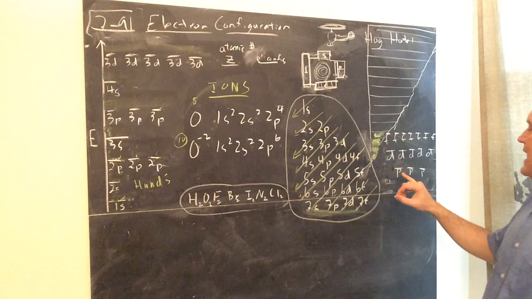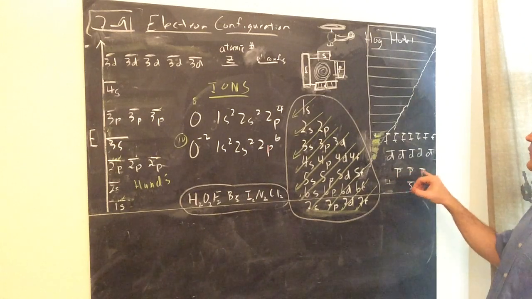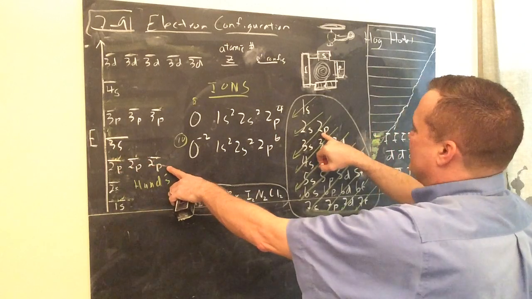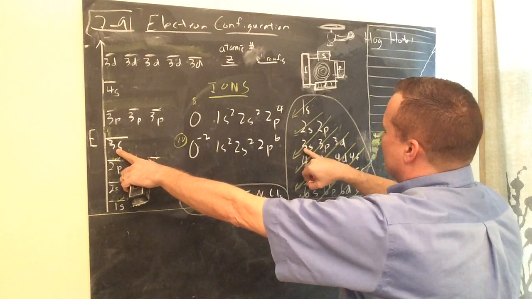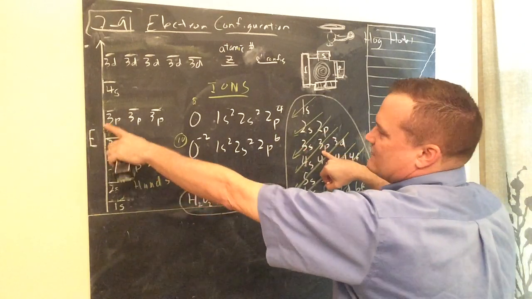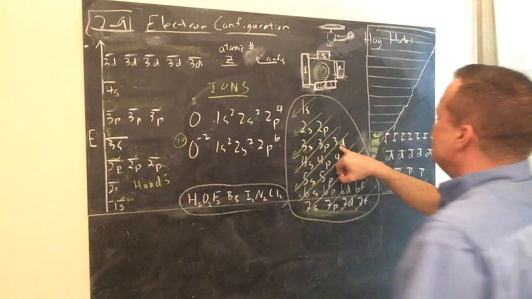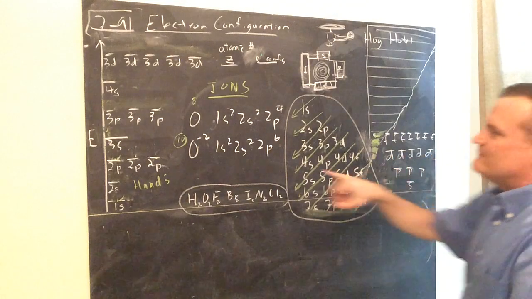Anytime you come to a P, there has to be 3 rooms in the P level. All right, so 2P. Then comes 3S, just 1 room. Then comes 3P, because there's 3 rooms again. Then comes 4S, 1 room. Then comes 3D. Anytime you come to D, there's 5 of them.